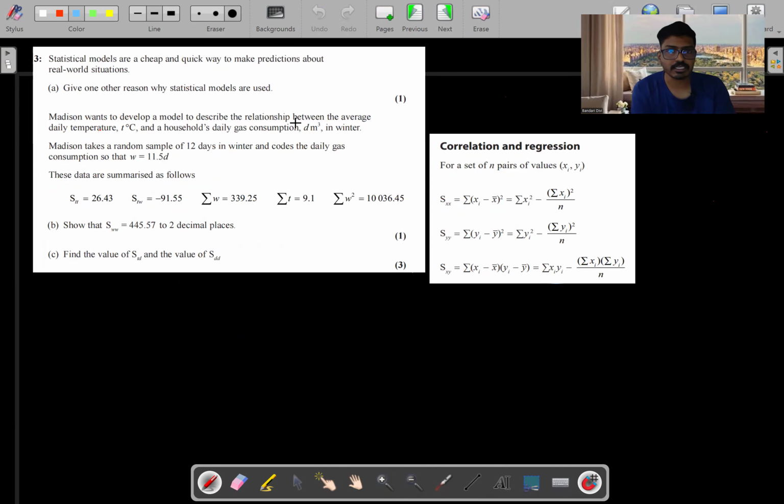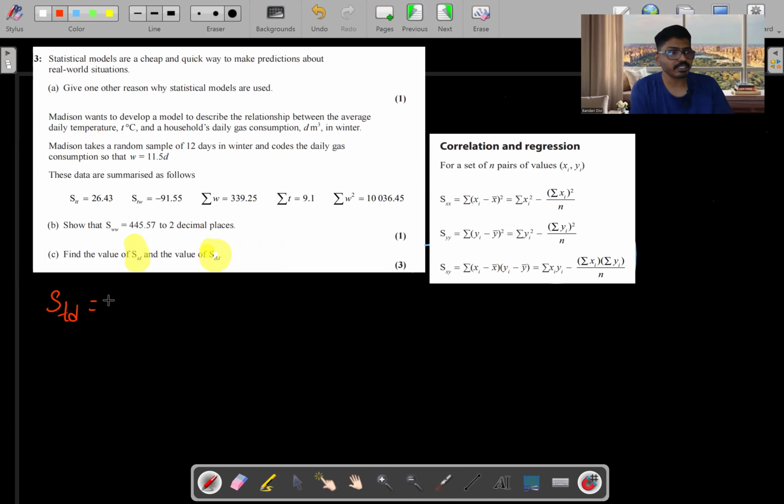Okay, so for part C, what is the question talking about? Find the value of STD and SDD. If you could not see it well, it is STD and SDD. So let's find out STD. Again, you have to look at the equation sheet. The formula number is going to be number 3. So that will be STD.